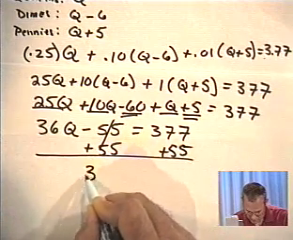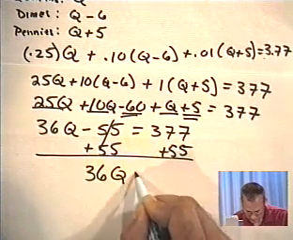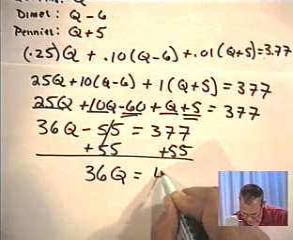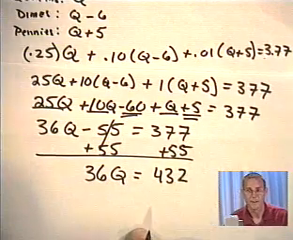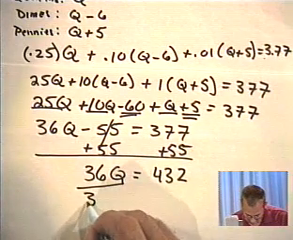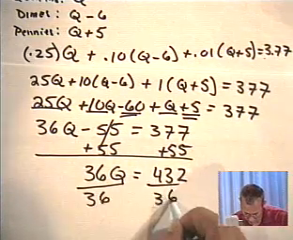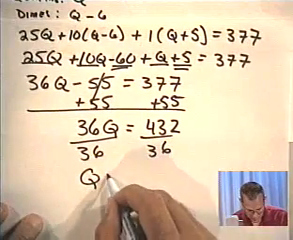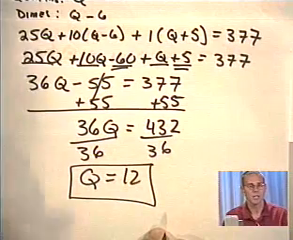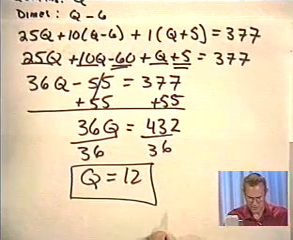So 36q is equal to 432, and now to solve for q, we divide both sides by 36. So we find q is equal to 12.